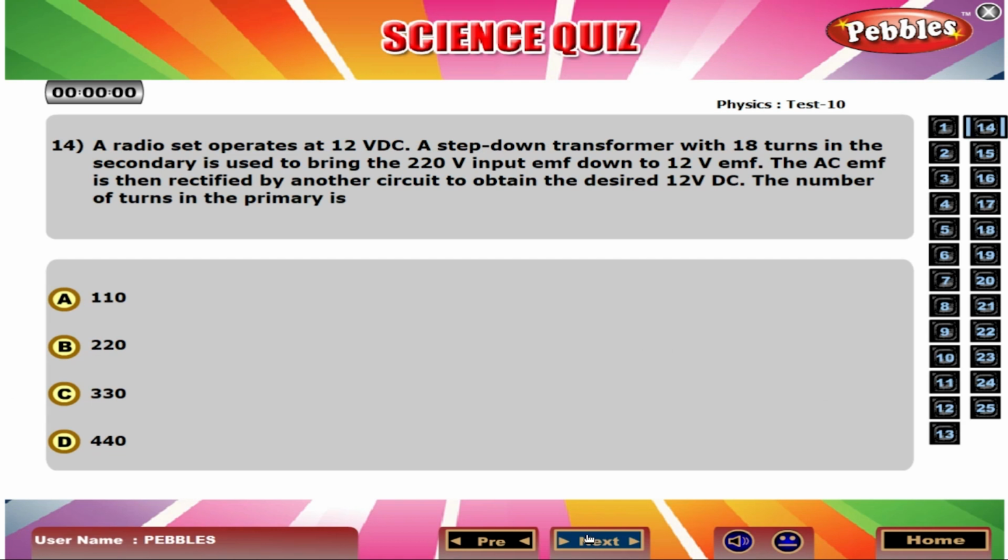A radio set operates at 12 volt DC. A step-down transformer with 18 turns in the secondary is used to bring the 220 volt input EMF down to 12 volt EMF. The AC EMF is then rectified by another circuit to obtain the desired 12 volt DC. The number of turns in the primary is C. 330.